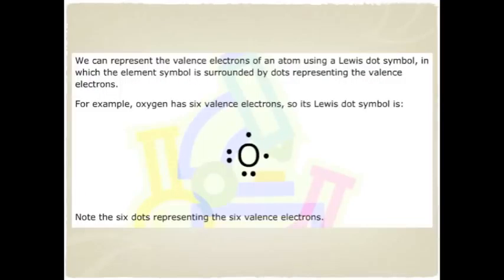We can represent the valence electrons of an atom using a Lewis dot symbol, in which the element symbol is surrounded by dots representing the valence electrons. For example, oxygen has 6 valence electrons, so its Lewis dot symbol is shown. Note the 6 dots representing the 6 valence electrons.